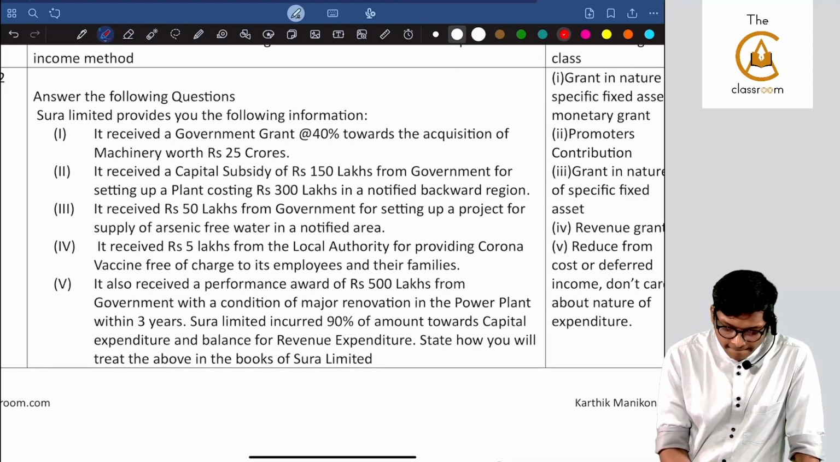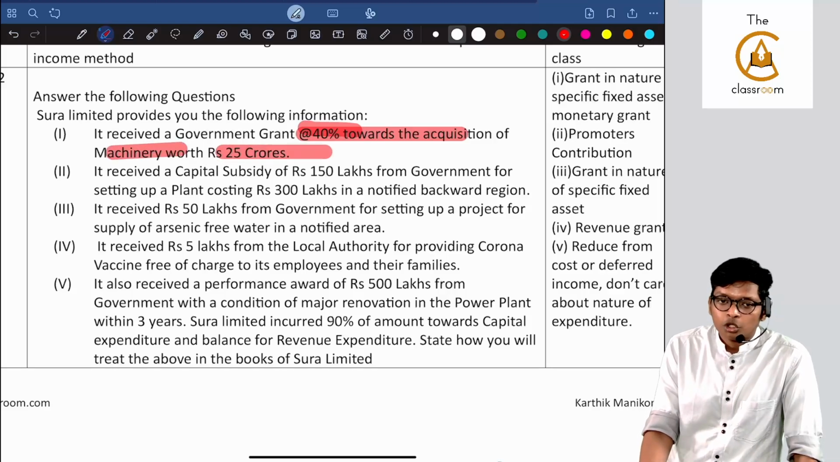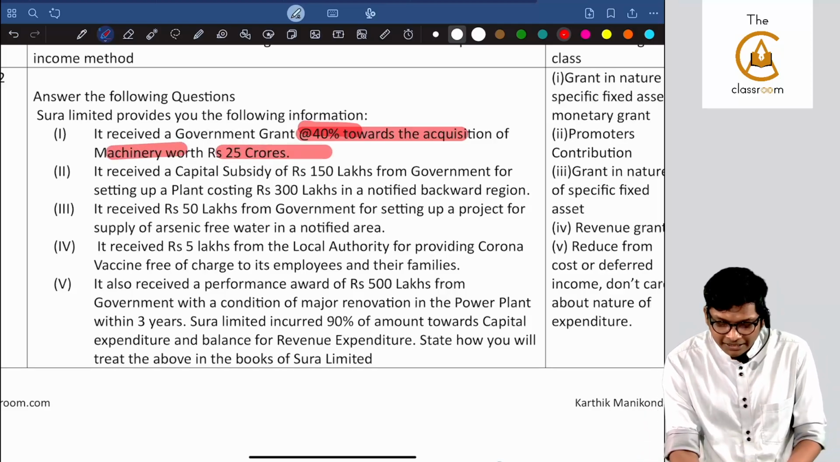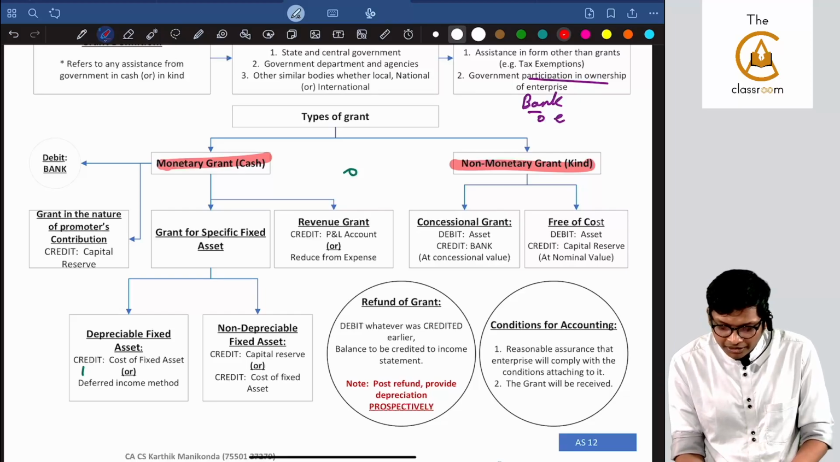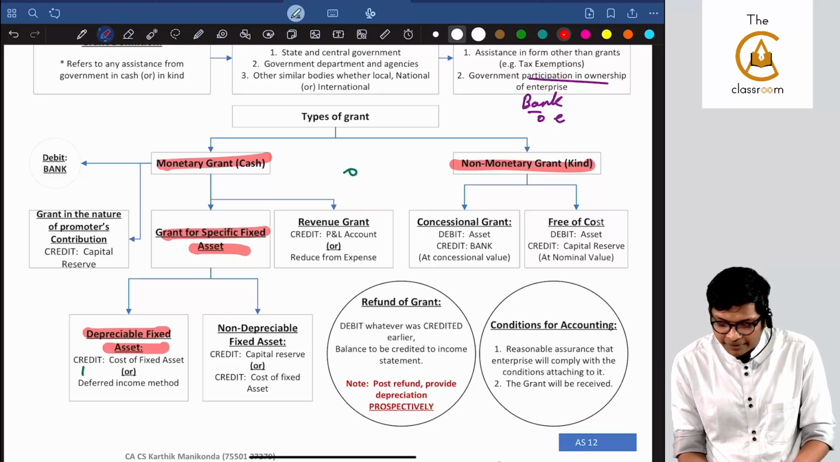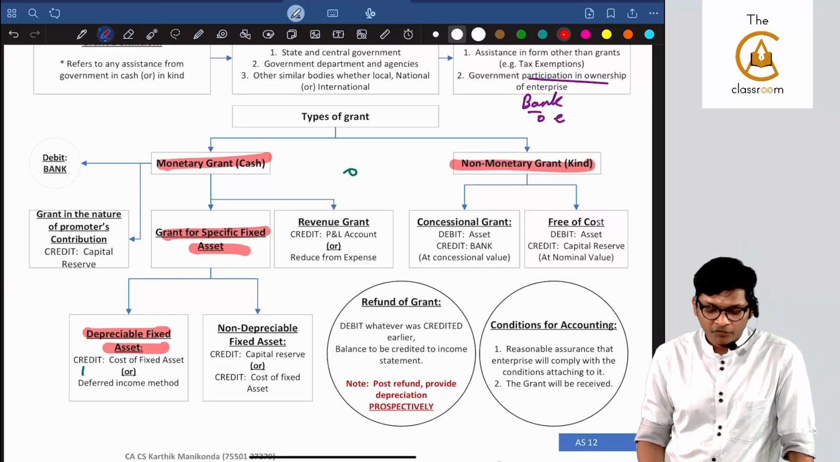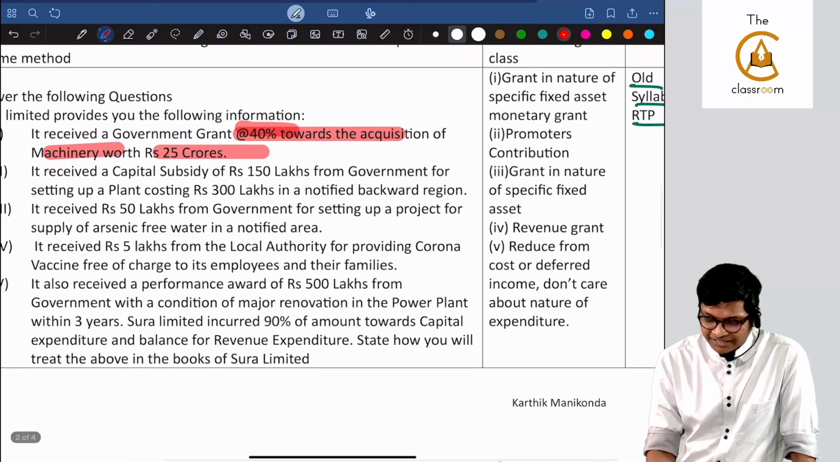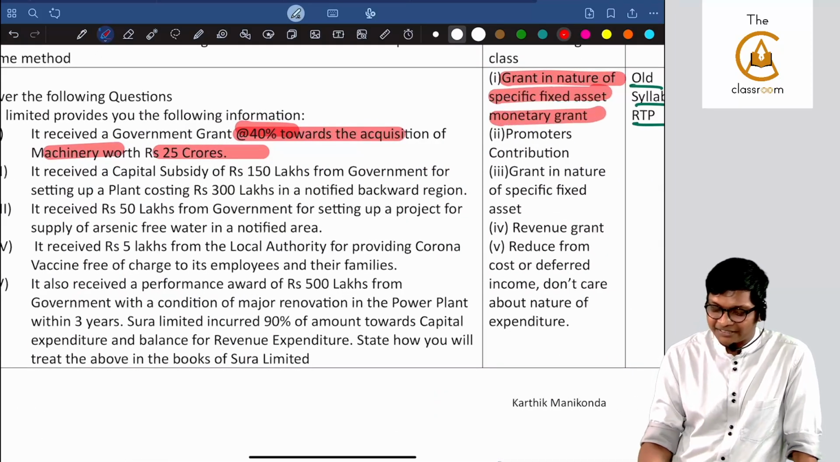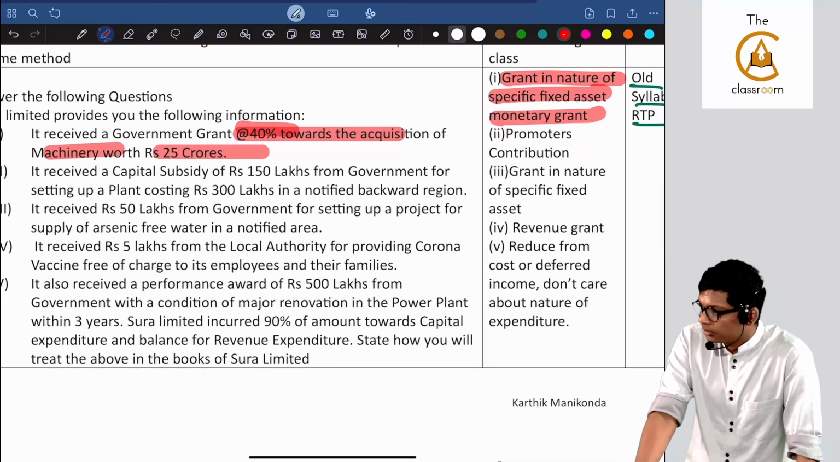Received grant at 40% towards acquisition of machine worth 25 crores. That means they received a monetary grant. Within monetary grant, what is it? Specific fixed asset, depreciable fixed asset. Are you following, guys? That's the first answer. Grant in the nature of specific fixed asset, monetary grant.